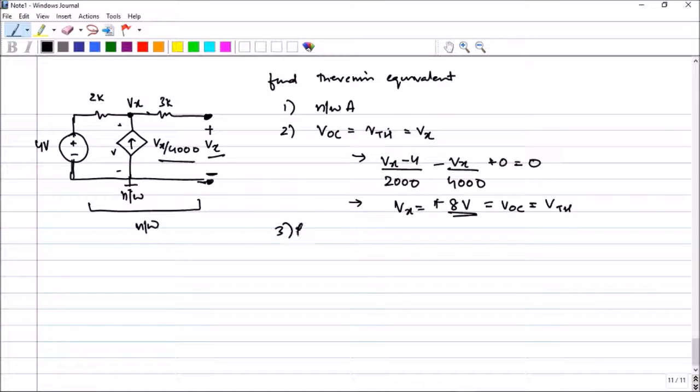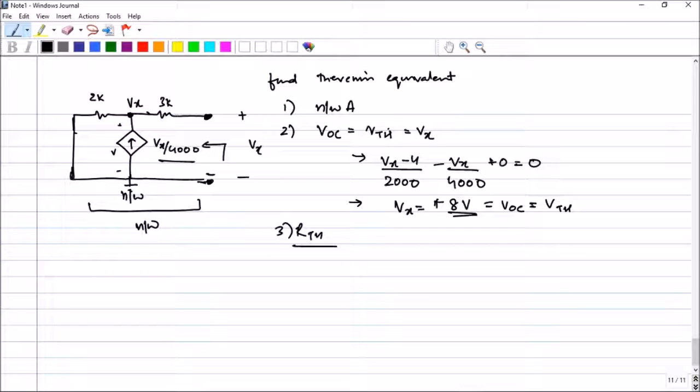Third thing is to find the RTH. All right, so where do you have to find the value of RTH? RTH, you have to find it across this area, and this is Vx already given. Now I can go around and kill this circuit. So by killing I mean that I am shorting the voltage source, but I cannot short this dependent current source. You can only kill independent sources.